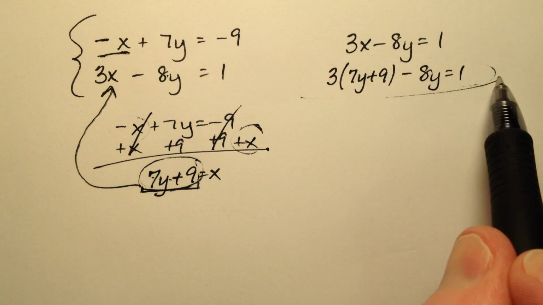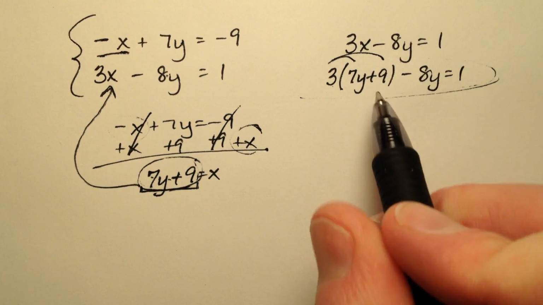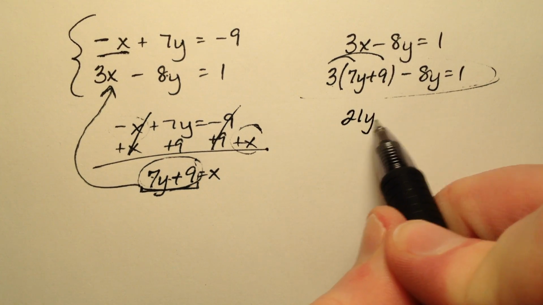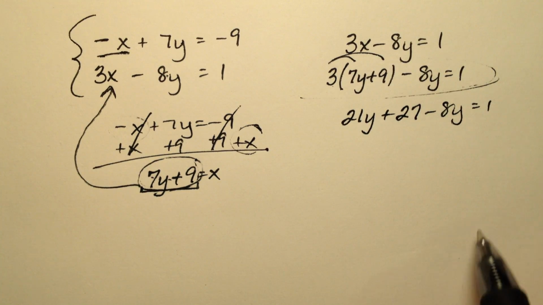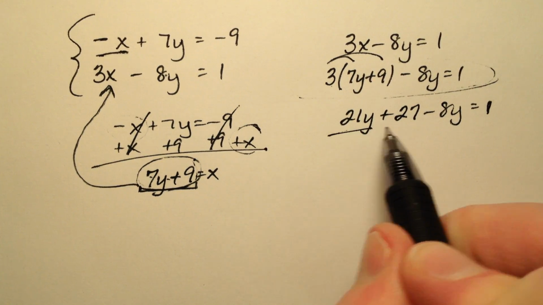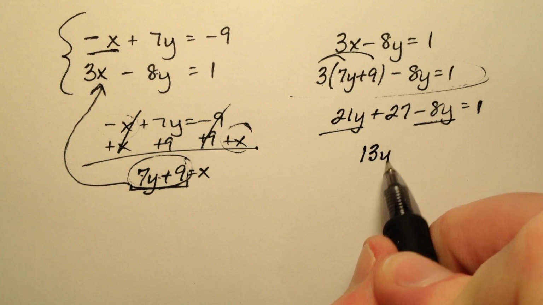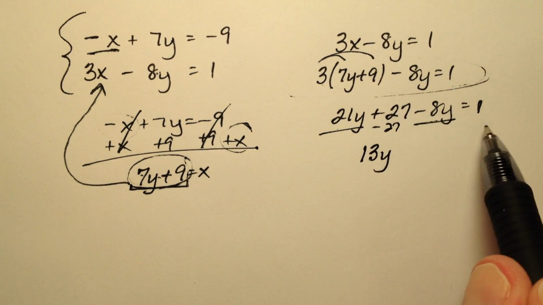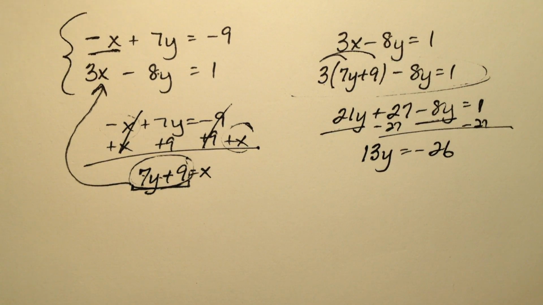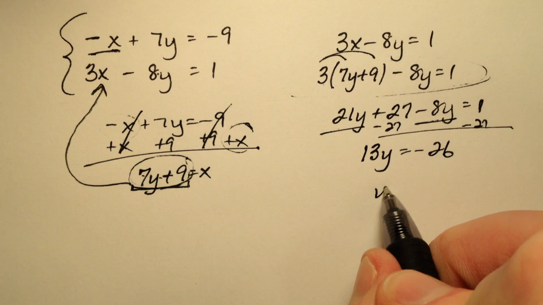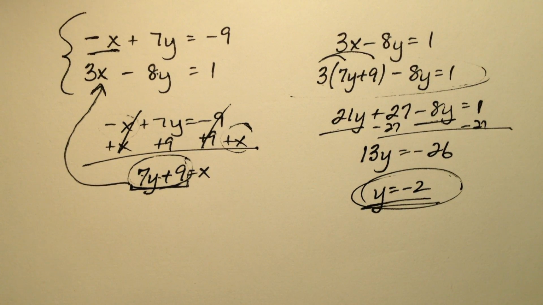So I have this equation. Basically, I just need to start by doing the distributive property and then go ahead and solve for y. So 21y plus 27 minus 8y equals 1. So my 21y and my negative 8y will be 13y. And then if I subtract 27 from both sides, I'll get negative 26 over there. So my value for y looks like it's going to be negative 2.